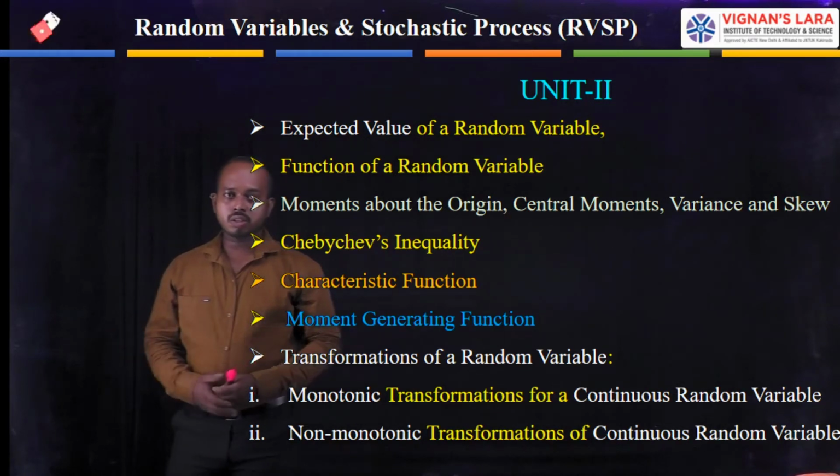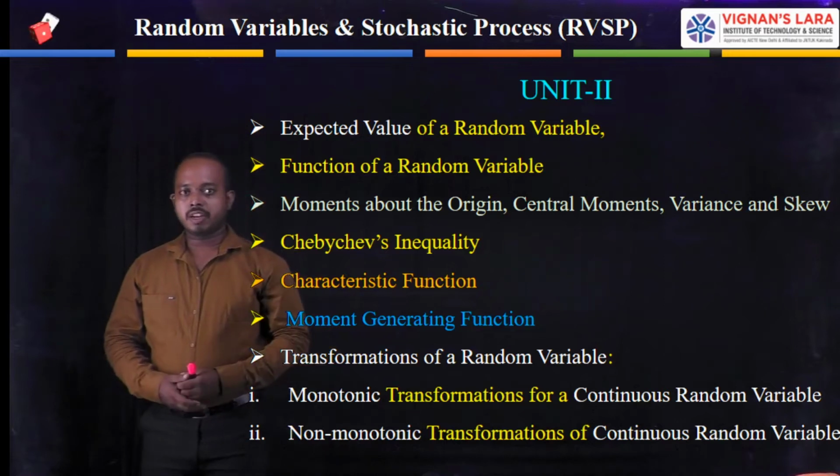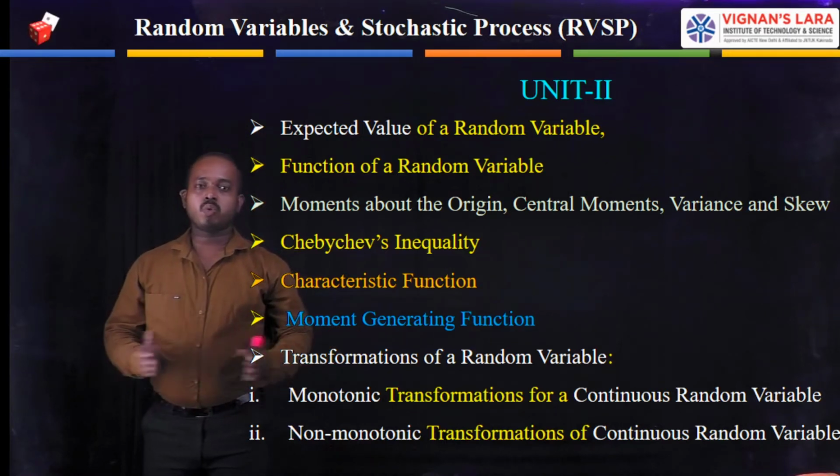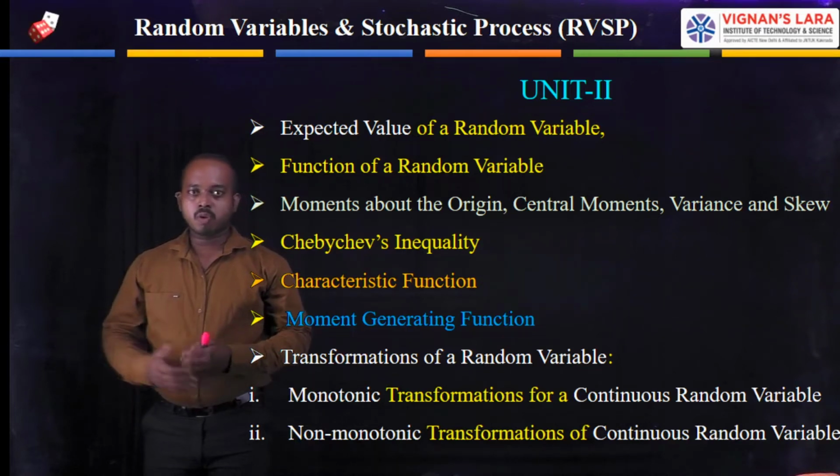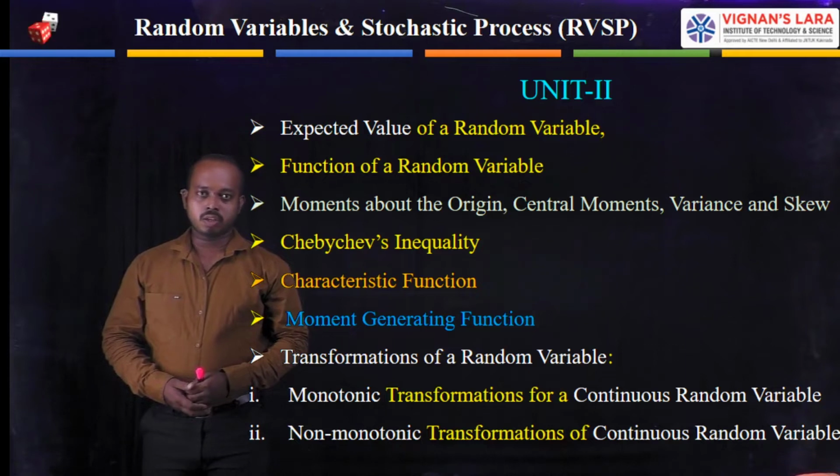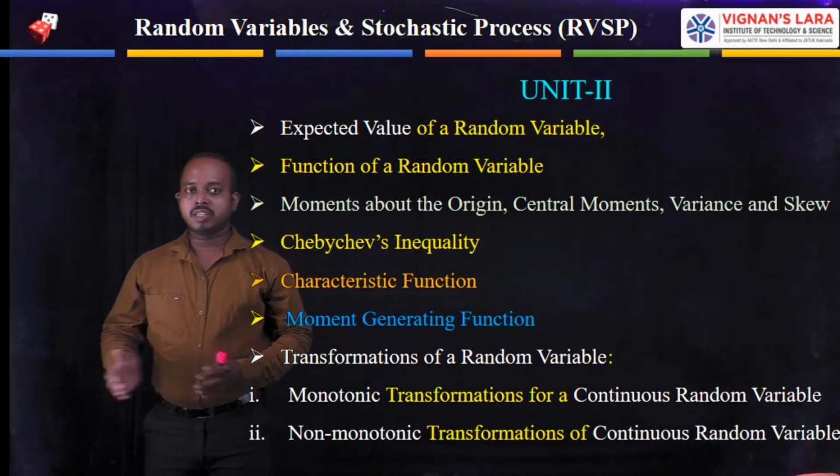In monotonic transformation, the name itself is indicating it. Mono means it's a one-to-one conversion, and non-monotonic is a many-to-one conversion. We will have the discussion for that.